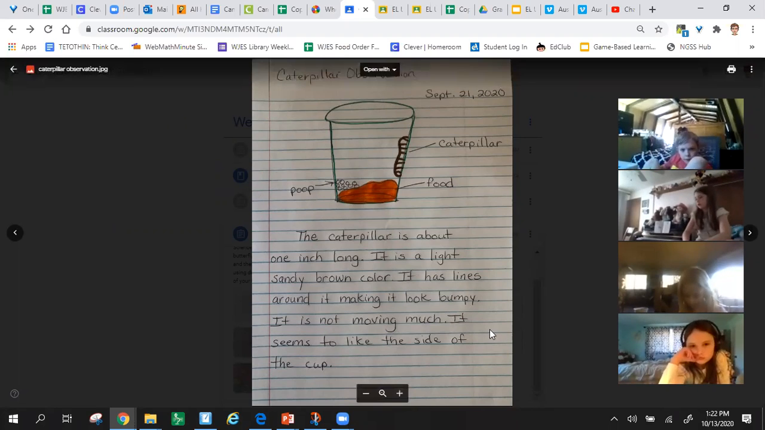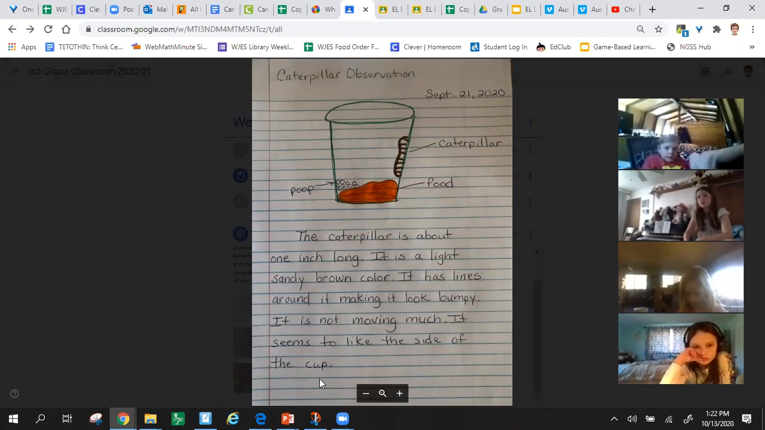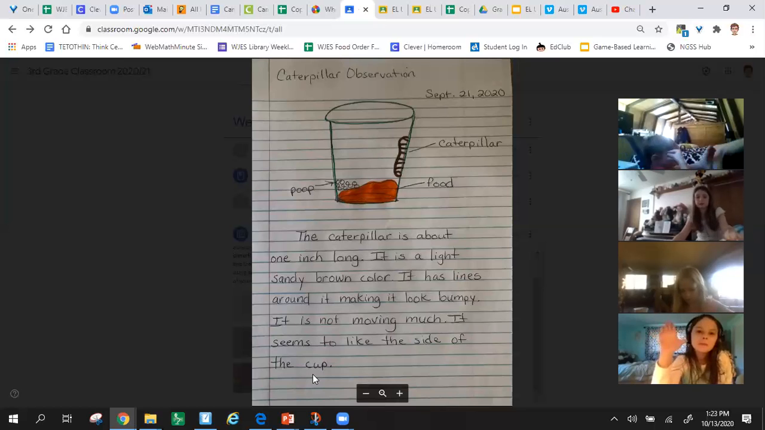It is not moving much. It seems to like the side of the cup. We're not going to write that because we're not observing a caterpillar. But what might we write? What might we write, Paxton?